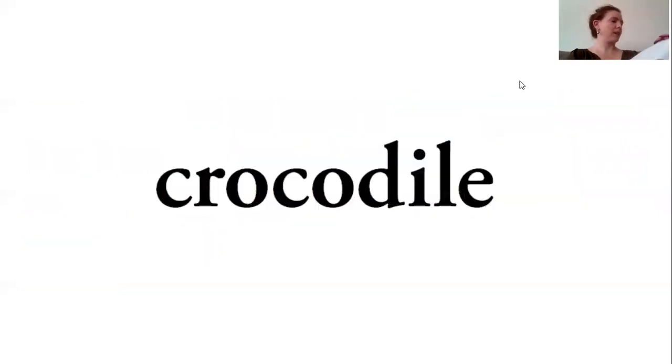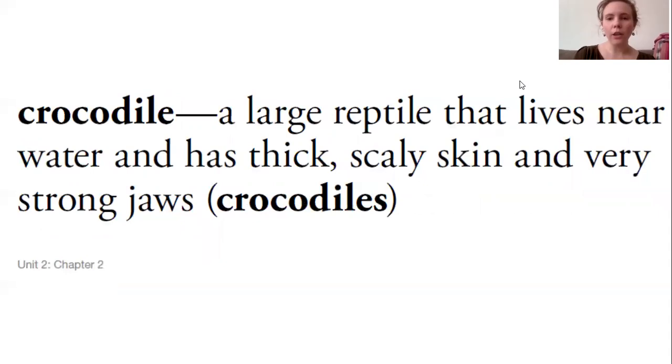Our next word is probably familiar, but we're going to make sure that we can read all of these syllables. That's important so that we can comprehend and understand what we read as we go. This word is crocodile. Moving on to my next page since I ran out of space. Crocodile is a large reptile that lives near water and has thick, scaly skin and very strong jaws. You have more than one crocodile, add an S suffix, and that becomes crocodiles. So I'm going to write that down very quickly.